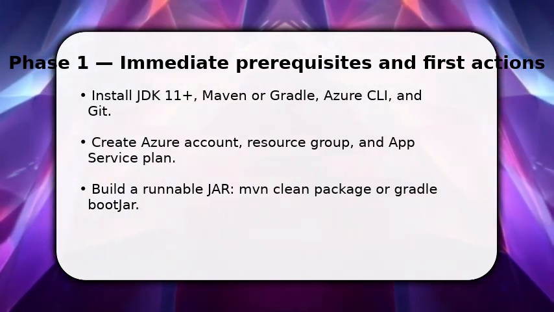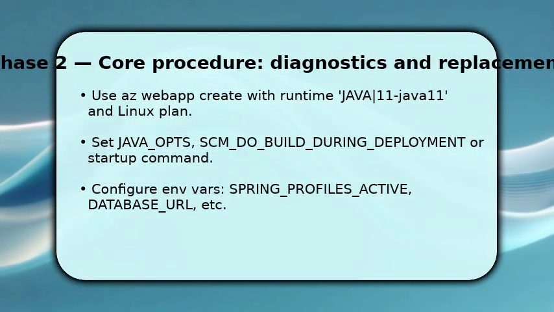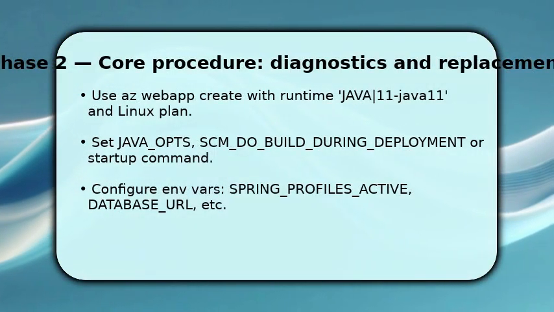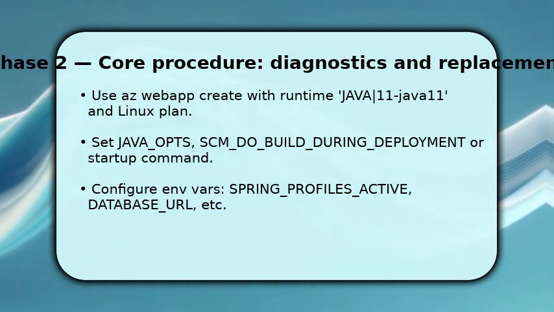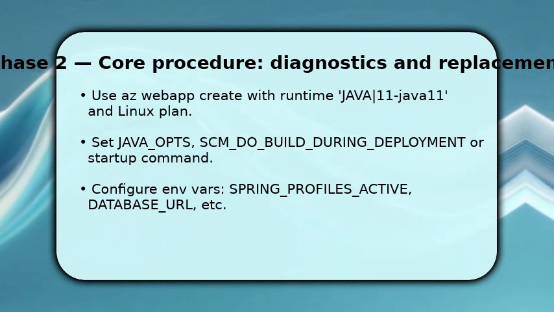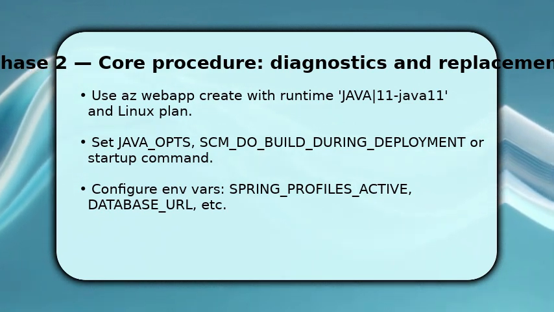Now you create the App Service and configure runtime details. Run az webapp create, specify a Linux plan and a runtime like Java 11, and assign the resource group and an app name. Then configure startup behavior.